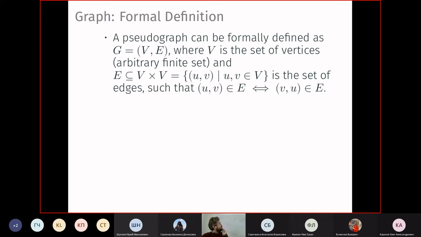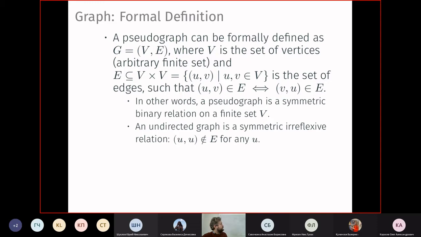You have vertices, just an arbitrary finite set. Well, you can impose that it is non-empty, but you also consider empty graphs. And E is a subset of the Cartesian product of V on itself. So it's just a set of pairs of vertices, UV. Either you have an edge or you don't. And if the graph is undirected, then it should be symmetric. That means that if UV is an edge, then VU is also an edge. It's the same edge.